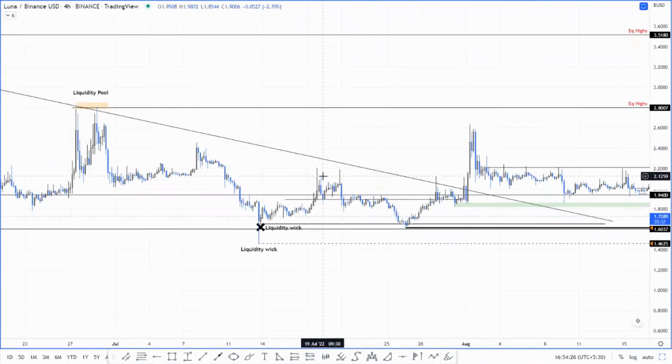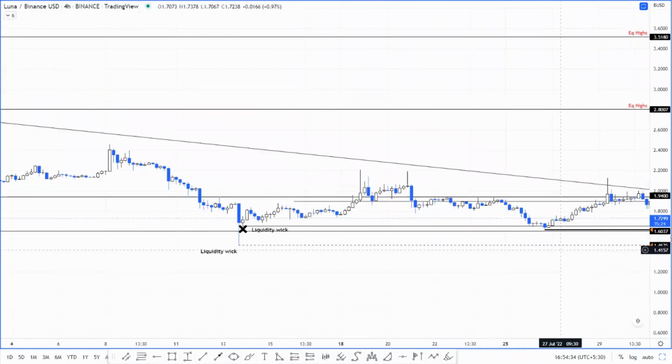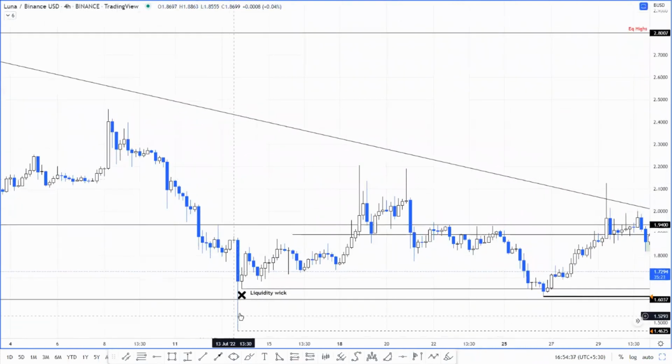So far, the first time was here, the second time was here on 13th of July, and the fourth time, I considered this particular wick that took place on 13th July as a scam wick, and I used the wick after that as a swing low. So basically, the price had swept that low and recovered pretty quickly above it.